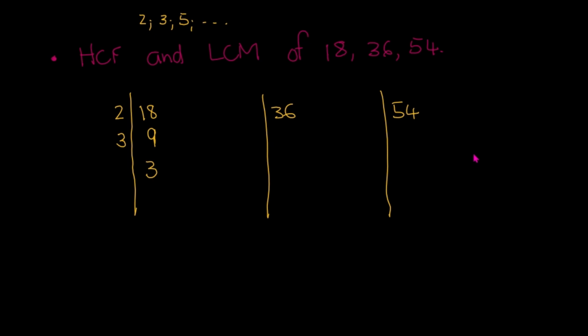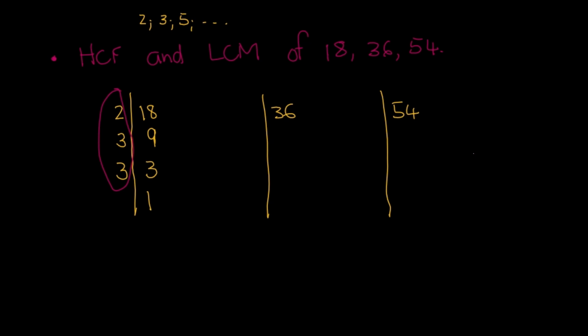Then 2 won't go into 3, so we go to 3. 3 will go into 3, yes, so we divide by 3. 3 divided by 3 will give me 1. So these numbers on the left-hand side, the 2, 3, and 3, are your prime factors of 18.